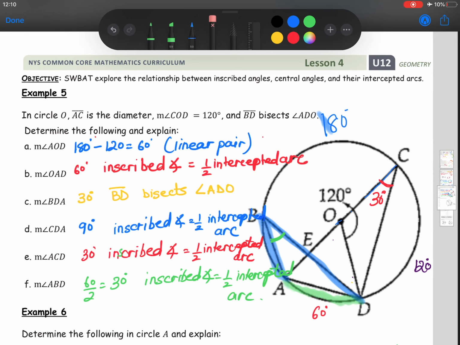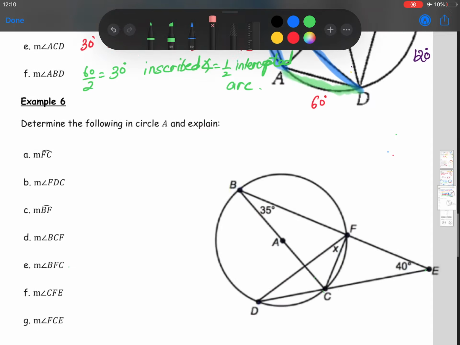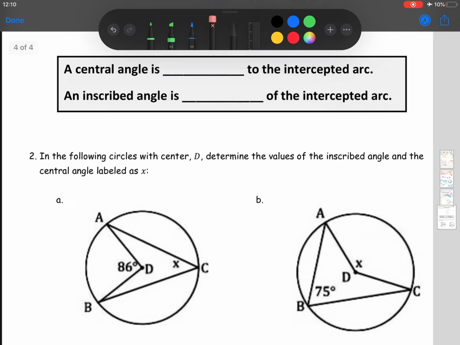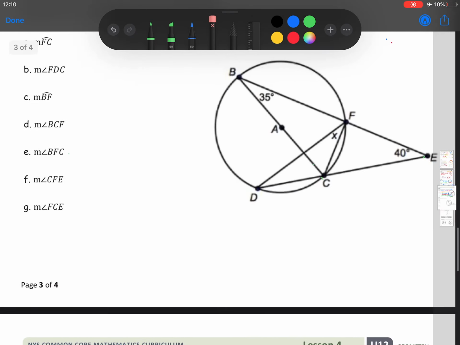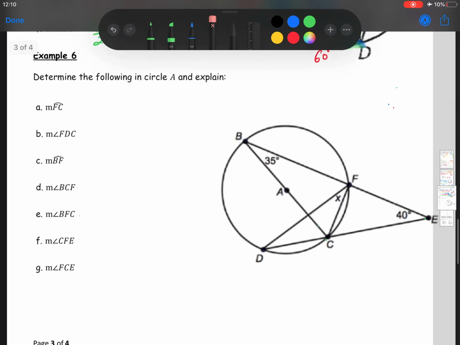Okay, so let's go to example 6. I don't know what happened, but that's okay. Okay, so let's get started.